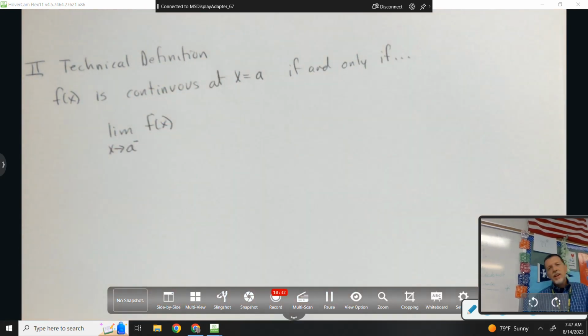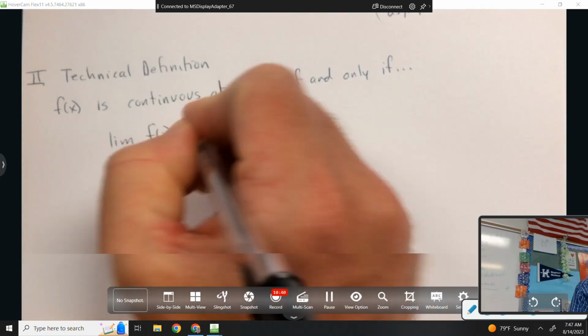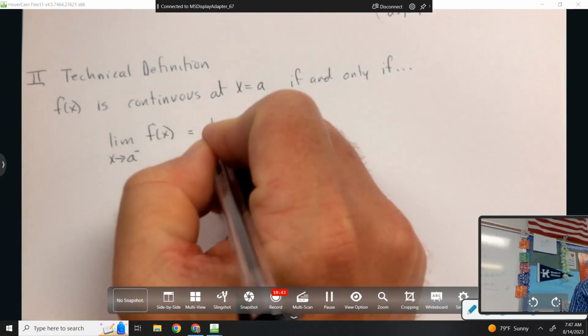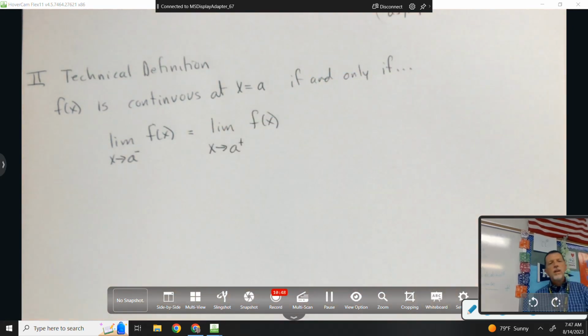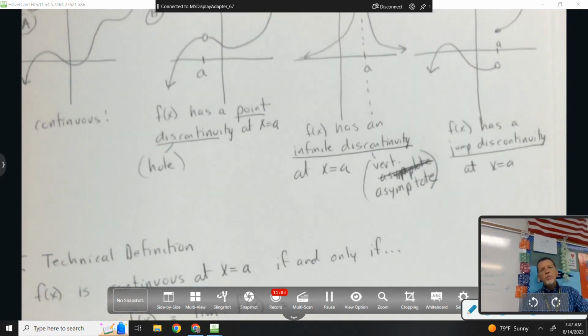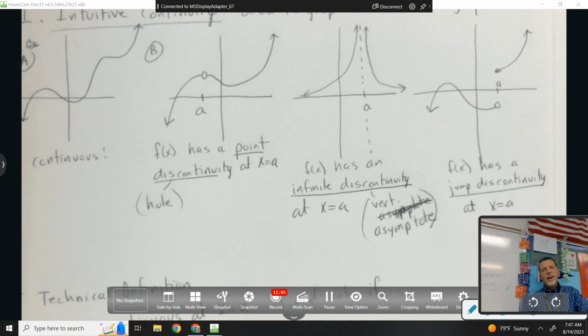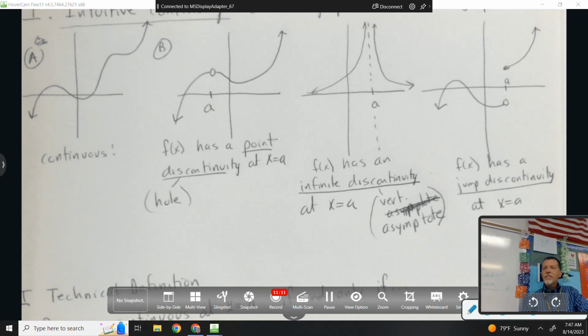The limit as x approaches a from the left equals the limit as x approaches a from the right. There's one more part of this, but let's pause there for a second. Which one of those pictures is the limit from the left not equal to the limit from the right? First, second, third, or fourth? Are the left and right limits different?